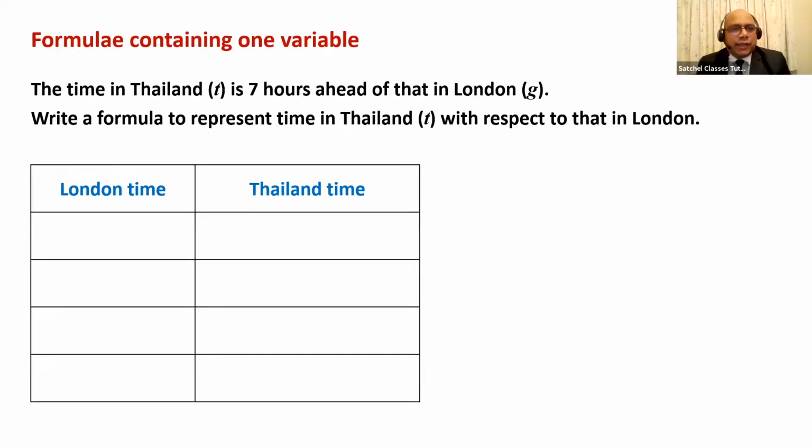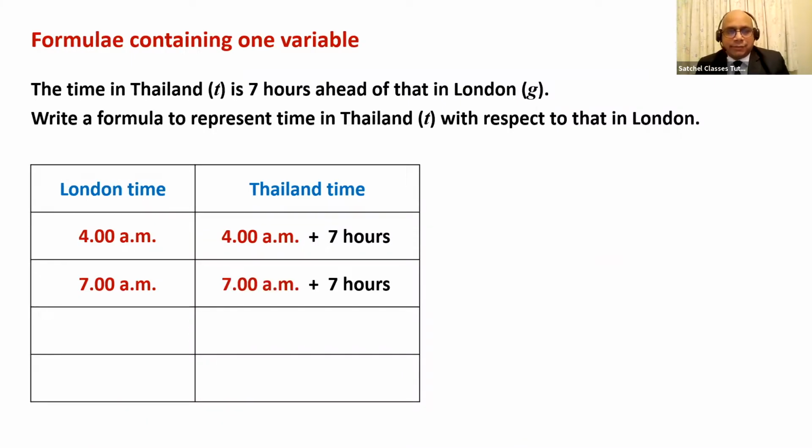So if the London time was 4 a.m., what do you think is the time in Thailand, knowing that it is 7 hours ahead of London? Well, it's 4 a.m. plus 7 hours, whatever that is. If the London time was 7 a.m., what would the time in Thailand be? It's 7 a.m. plus 7 hours. How about if London time was 11 a.m.? Thailand time would be 11 a.m. plus 7 hours. And the good thing is we don't have to find out what the actual time is, as long as I know I need to add 7 to get the Thailand time.